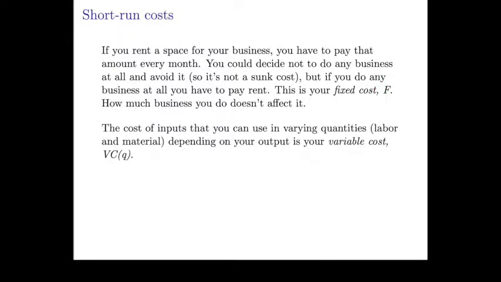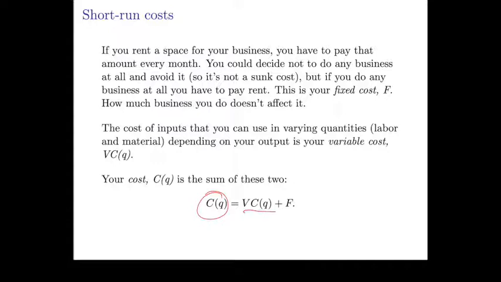However, the amount of inputs you use, so let's say you're renting the space, but then you could choose how much time you're going to spend working in that space, or how many hours of labor you're going to hire. Now, that's a variable input, labor, and the cost of the inputs that you use is not fixed. And so that's what we're going to call the variable cost. And it's going to depend on the quantity of output that you produce. So your total cost, which we're going to represent by C of Q, is your variable cost for producing Q units of output plus the fixed cost.